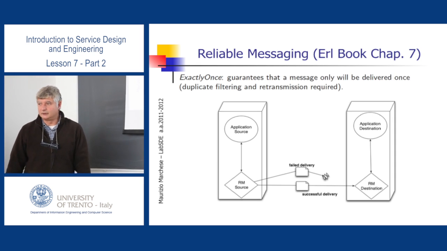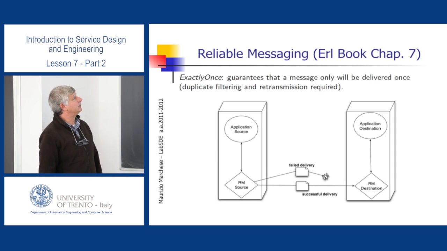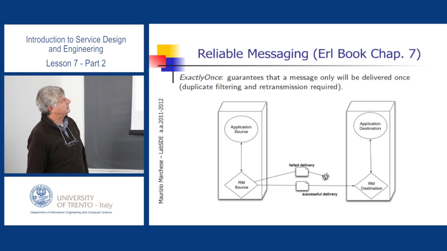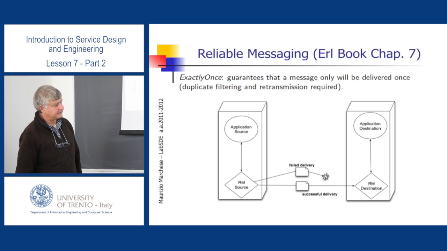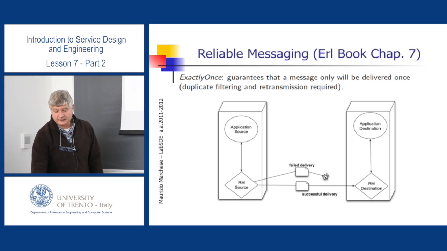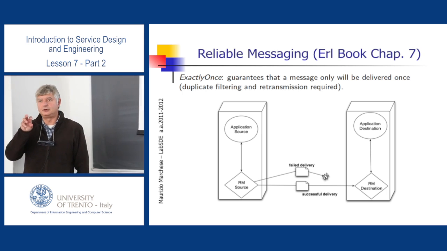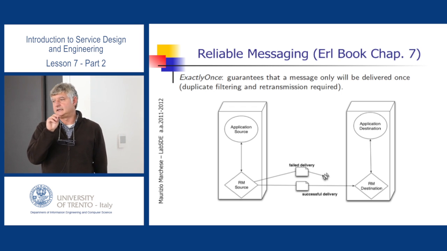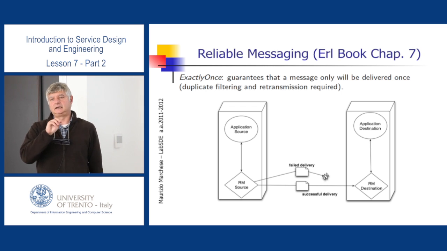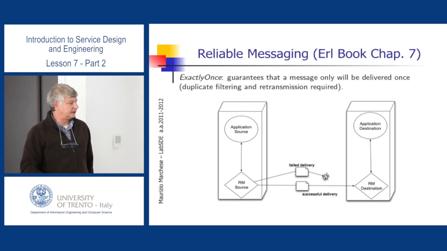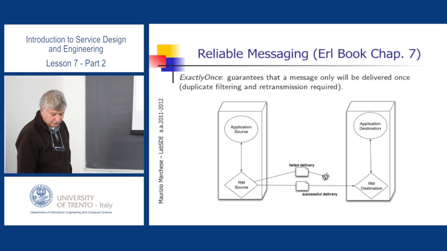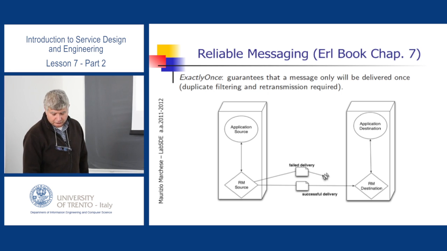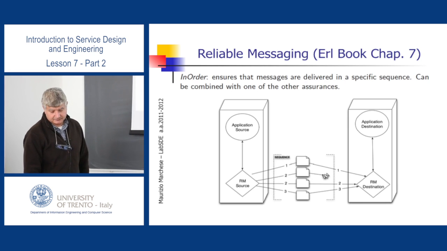Exactly once, only one and no more. Then you have both the duplicate filtering and the transmissions which are required. I don't think it is so important to go into the details of this one. It's just to show you that for a particular extension, you can add a number of features to your, in this case, SOAP message.